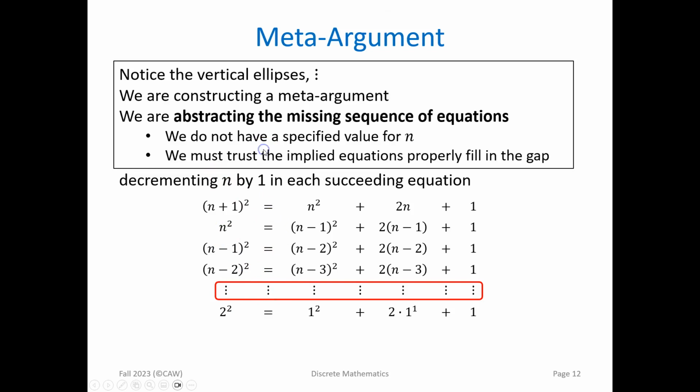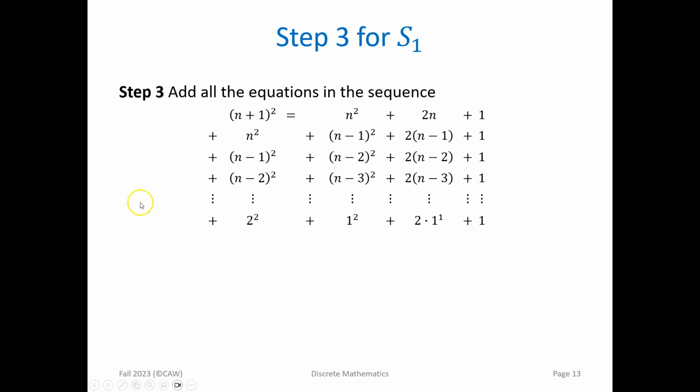As I mentioned, we don't have a specified value for n, and we're trusting that the implied equations properly fill the gap. This is a little less than rigorous, but you'll find that when you're exercising techniques to find explicit formulas, you do things like this. You use ellipsis quite a bit and additions and things that may not be quite rigorous, but it's okay because once you find the explicit formula, you can prove it true by mathematical induction.